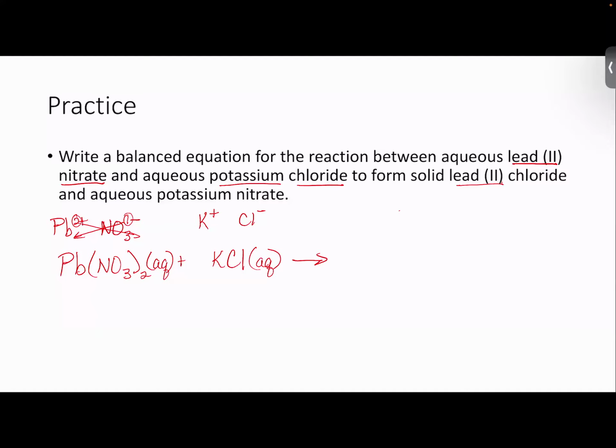So we have Pb2+ and chloride, which is Cl-, which makes PbCl2. And we are told that that is in solid form. And we also make potassium nitrate. Potassium is K+, nitrate is NO3-. This occurs in a 1-to-1 ratio, so KNO3, and we were told that that is aqueous. So that is our unbalanced chemical reaction.